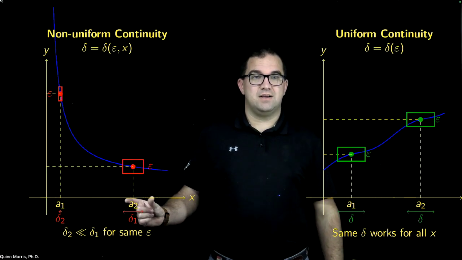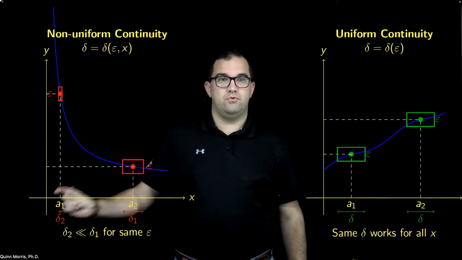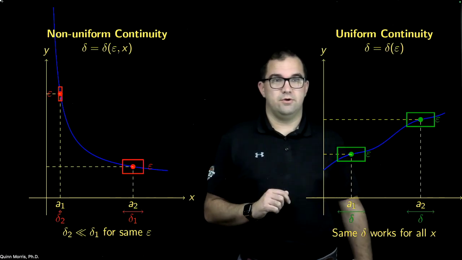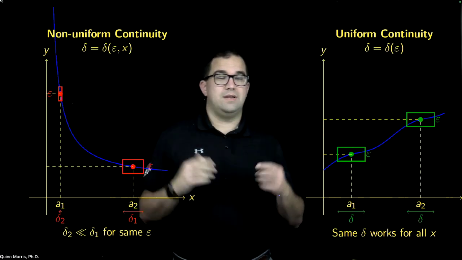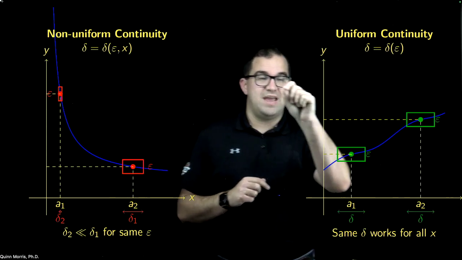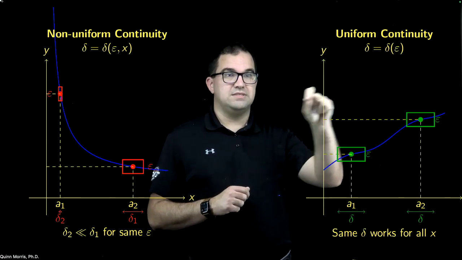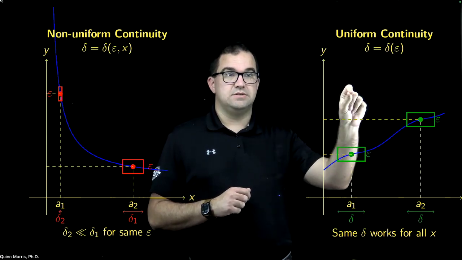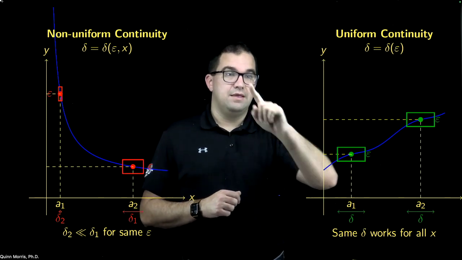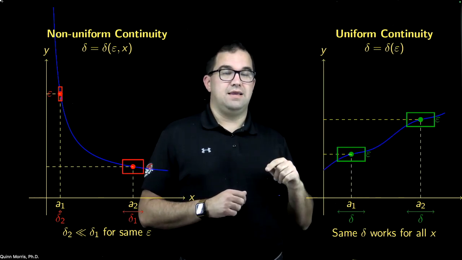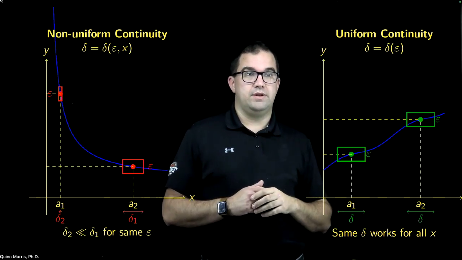Over here, I can't pick a smallest delta because my deltas are getting smaller and smaller as I move towards this asymptote. So the main idea is that for regular continuity, my delta is allowed to change as I move amongst different points in my set where it's continuous. For uniform continuity, I want to be able to pick one delta that works for every point in the domain, or in the set that I'm examining continuity on.